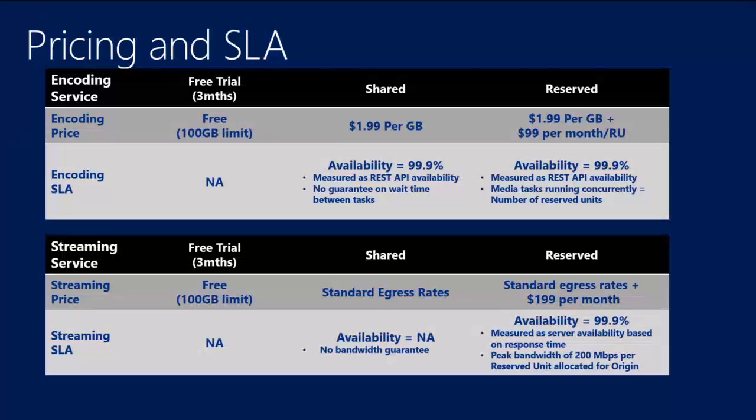And for streaming service, similarly, you get free usage when you sign up for the 3 months free trial. And we charge the standard egress rate, which is for the bits coming out of your data center. And if you purchase a reserved Origin server, as I mentioned just now, you get guaranteed bandwidth starting from 200 megabytes per second. We guarantee that's the bandwidth you're going to have. And you pay $199 per month per reserved streaming server, on a per daily basis.